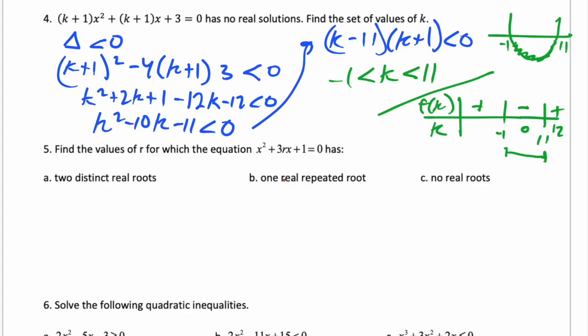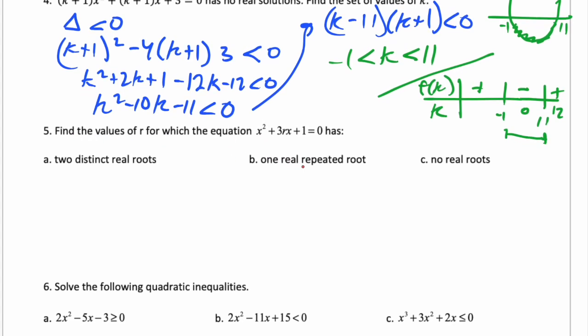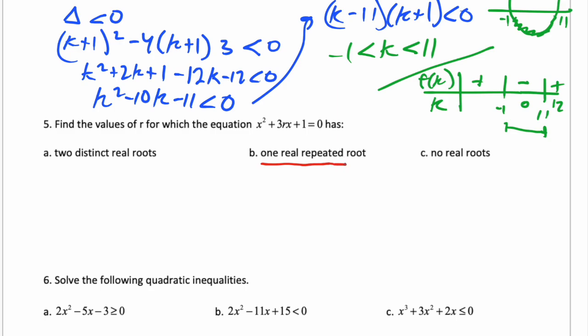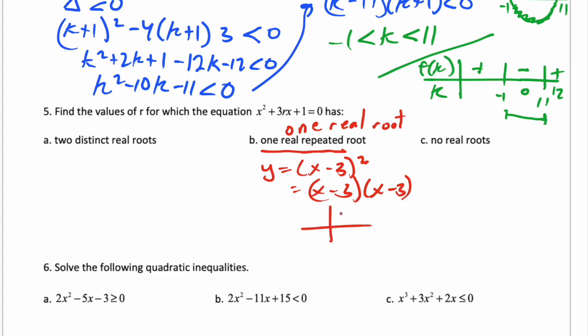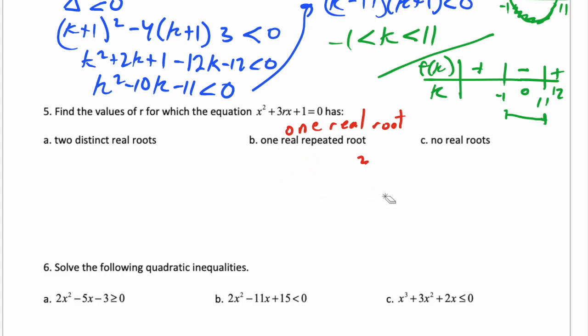Okay, now this is very similar to before, so I'm going to skip this one for now. One repeated root is the same as one real root. The reason it's called one repeated root is because the actual quadratic might be something like y equals x minus 3 squared, which is the same as x minus 3, x minus 3. So it's a repeated root, but it's really only one root on the graph. But it's useful to think of it as one repeated root for things we do later.